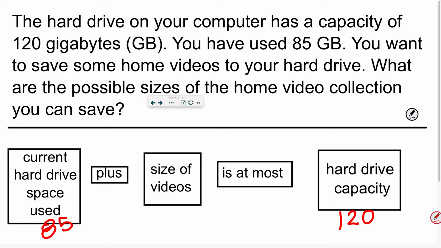to real life. So we know plus, and then we just said we're not sure what the size of the video is, right? So what do we do if we don't know? If that's our unknown? That's our variable, good. Yep, that's a variable. So we use V for videos, and then is at most. So what can we put there for is at most?